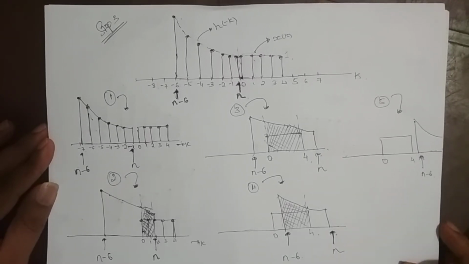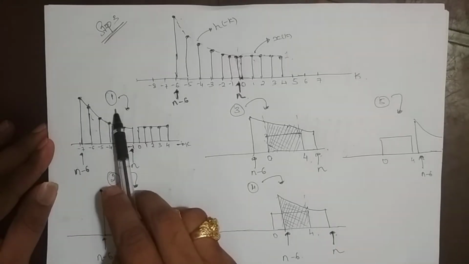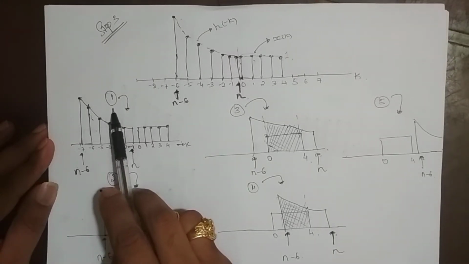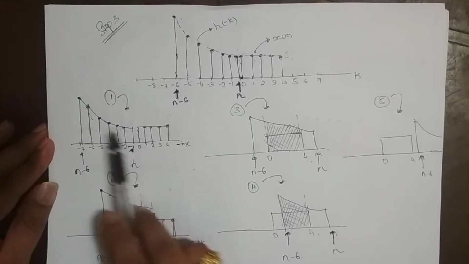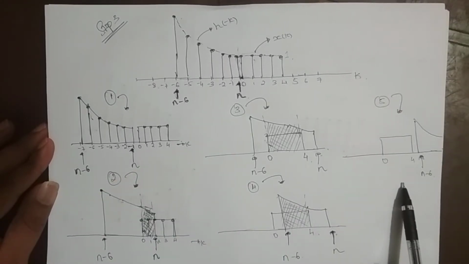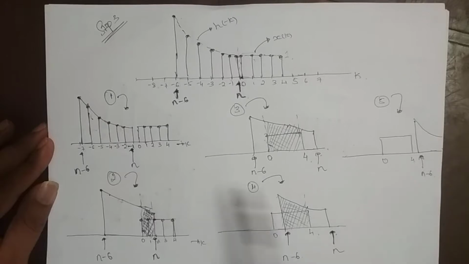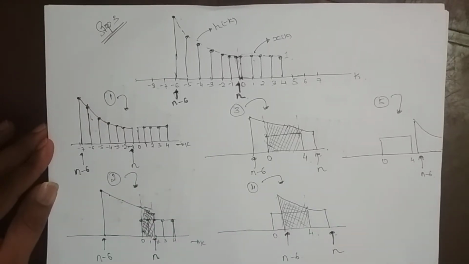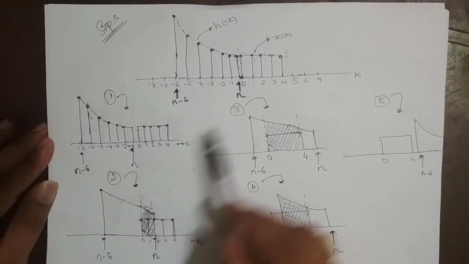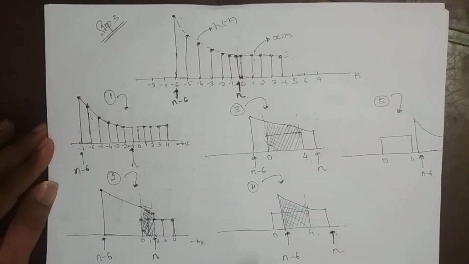Okay, I hope this is convincing. Now I need to get the equation for each case. For case 1, y of n is 0 because there is no overlap. Case 5, again this is 0 because there is no overlap. So I can write these directly, y of n equal to 0. Now I have to write the equation for case 2, case 3 and case 4, which we will do now. So case 1.